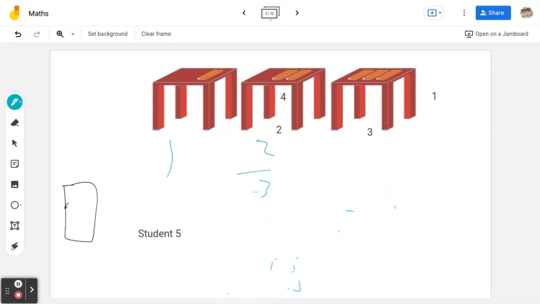And now if we go to table 3, we will get 1 whole bar of chocolate. So we can either go to table 1 or table 2. Where would you like to go, anonymous person? Jake? Table 3. So student 5 is going to go to table 3.